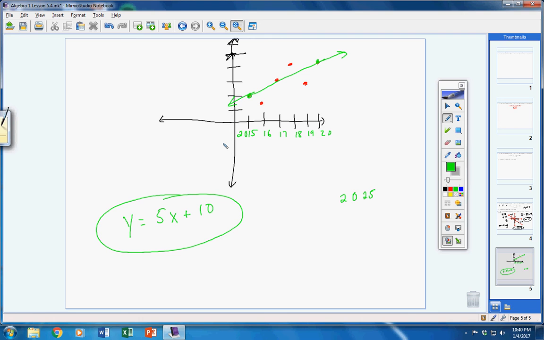Alright, so that's it for today. I hope that makes sense. You should be able to take a scatter plot, pick out 2 good, solid, intelligent points that give you a good line that represents the scatter plot. Take those 2 points, write a linear equation, and then you'll have a linear equation like this.